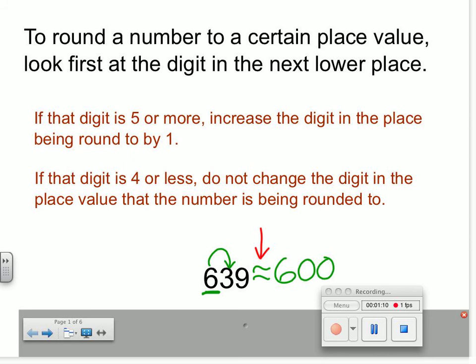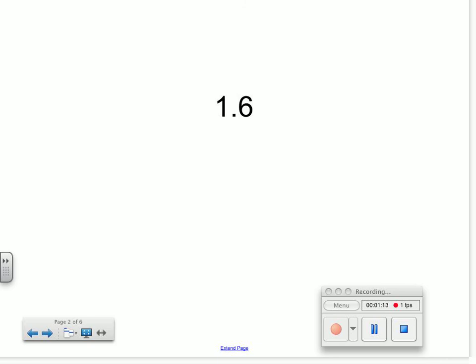Okay, let's take a look at another example here. 1.6. If we wanted to round 1.6 to the ones place, we want to look next door to the next lower place value. A 6 is 5 or more, so we're going to round this up. This would become 2.